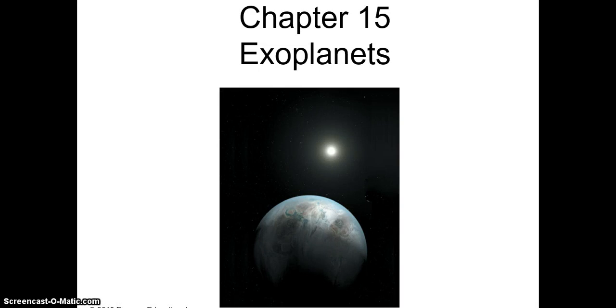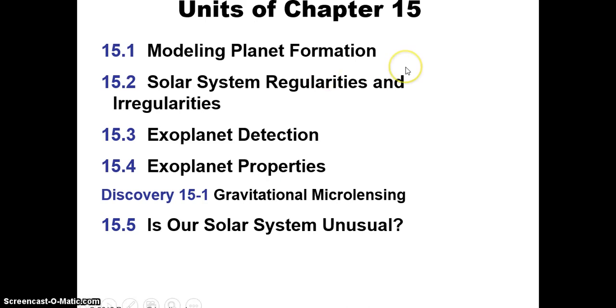All right, we have chapter 15. This is all about exoplanets. These are, of course, planets that are outside of our solar system, which we've detected quite a few. So this is just a summary of what we're going to talk about.